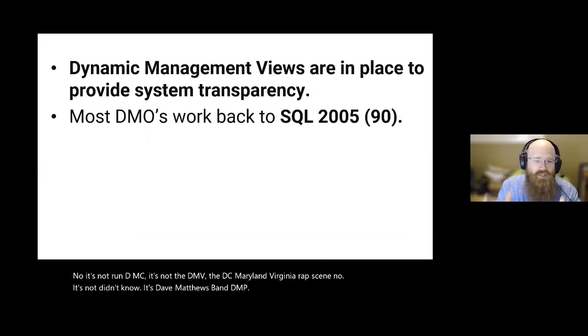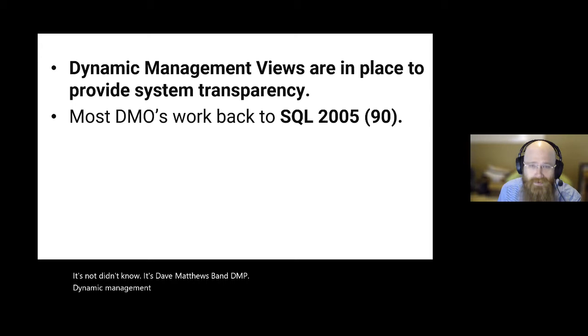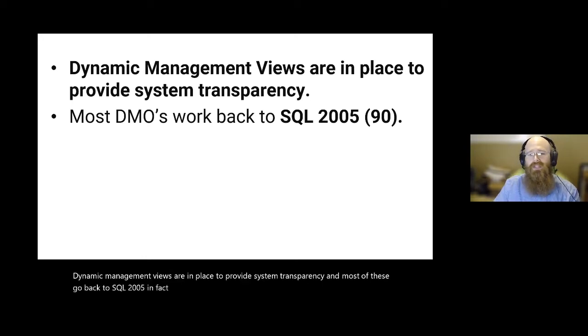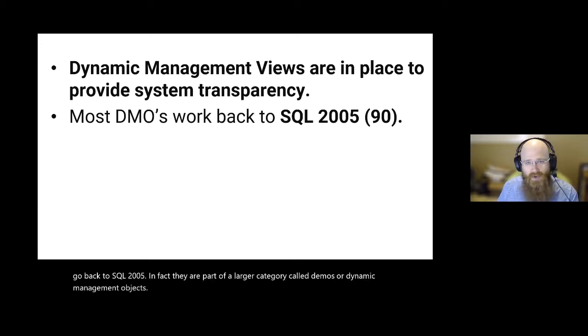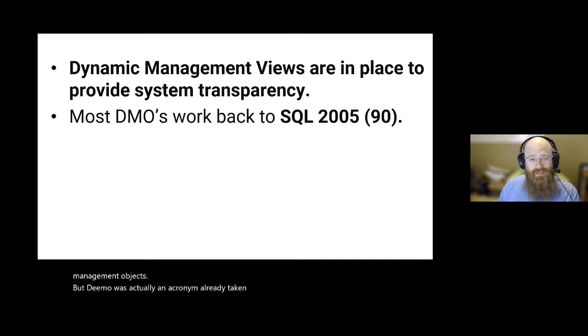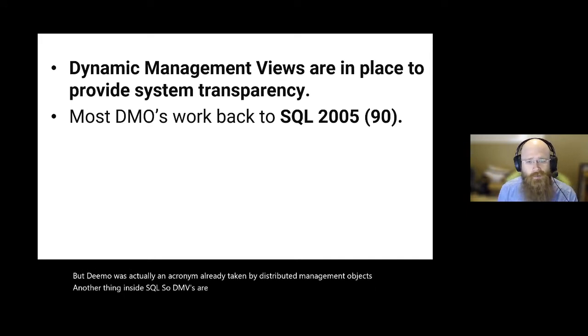Dynamic management views are in place to provide system transparency, and most of these go back to SQL 2005. In fact, they're part of a larger category called DMOs, or Dynamic Management Objects. But DMO was actually an acronym already taken by Distributed Management Objects, another thing inside SQL. So DMVs are just a common parlance for it. Some of these are actually DMFs. In fact, they're functions because they take parameters.